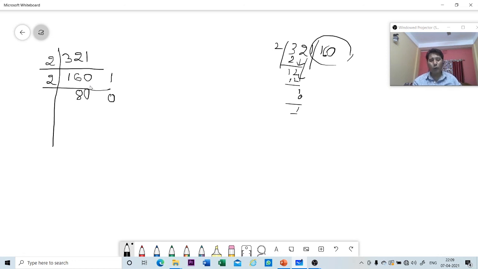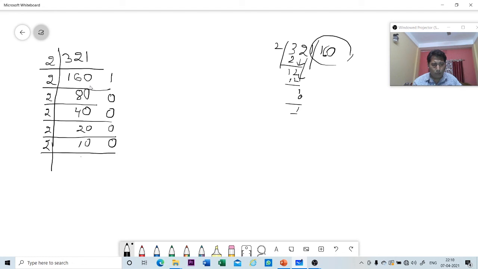So we need to repeat step number 2 again and again until my quotient becomes 0. So again, if I divide this quotient by the base 2, it will be 40, and again my remainder will be 0. Next, if I divide 40 by the base 2, it will be 20, my remainder will be 0. Again, if I divide this quotient by the base 2, I will get 10 as my quotient, and the remainder will be 0. Again, the quotient will be 5, the remainder will be 0.